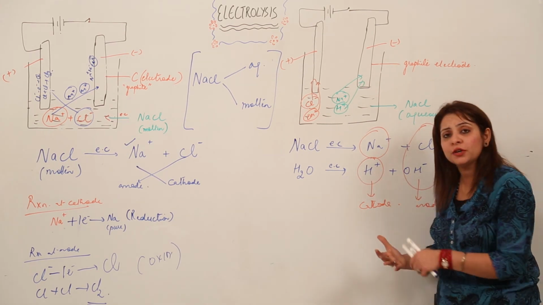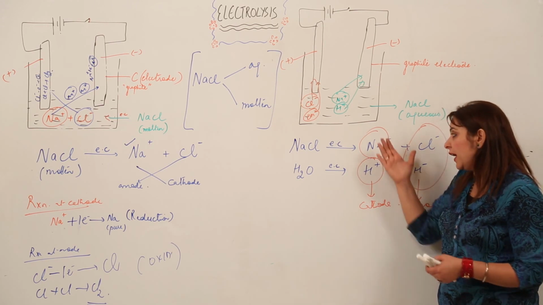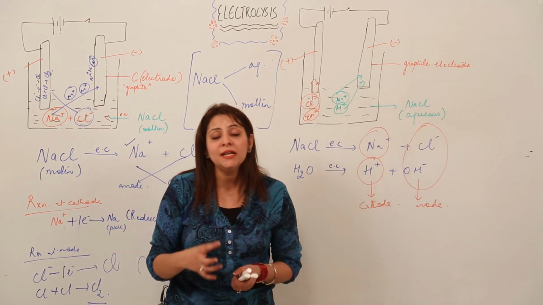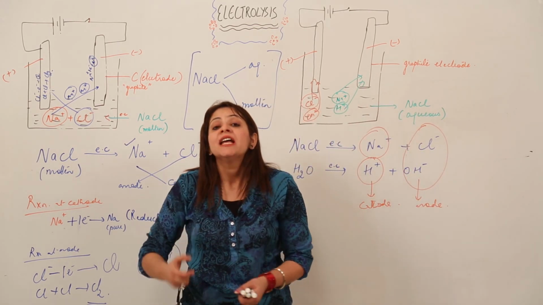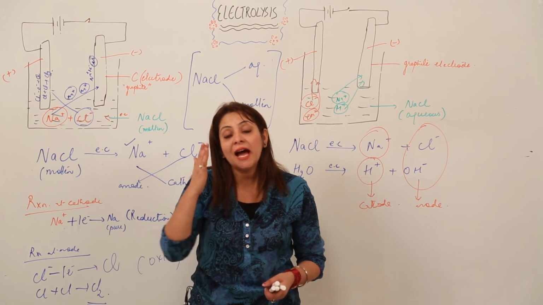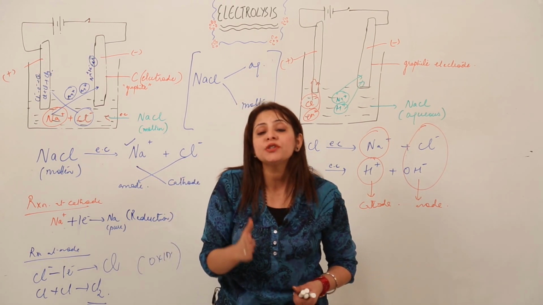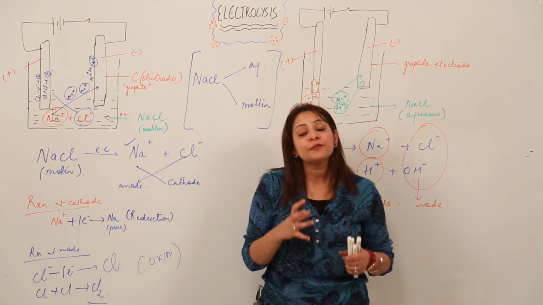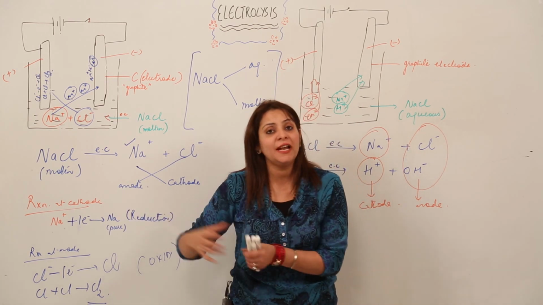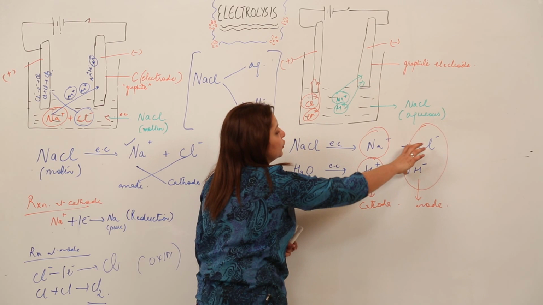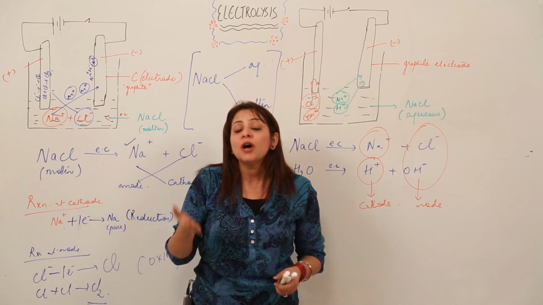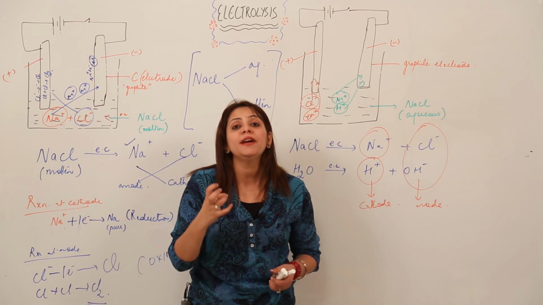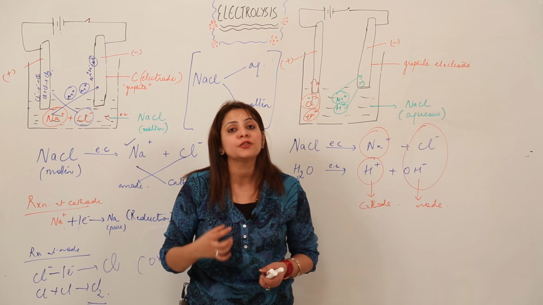So will both of them show reduction, or only one of them? You should know that if more than one ion reaches the respective electrode, then that ion gets discharged whose reduction potential is low. I'm just repeating again: if more than one ion rushes to an electrode, like in this case, two ions rushing to this electrode and two ions rushing to this electrode, then out of them the ion that has the lower electric potential, or you can say the lower reduction potential, is going to discharge.